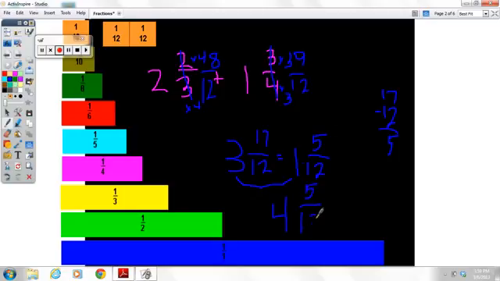Ask yourself, can 5/12 be put in simplest form? Meaning, do 5 and 12 have any common factors other than 1? The answer is no. Therefore, the sum to this problem is 4 5/12.